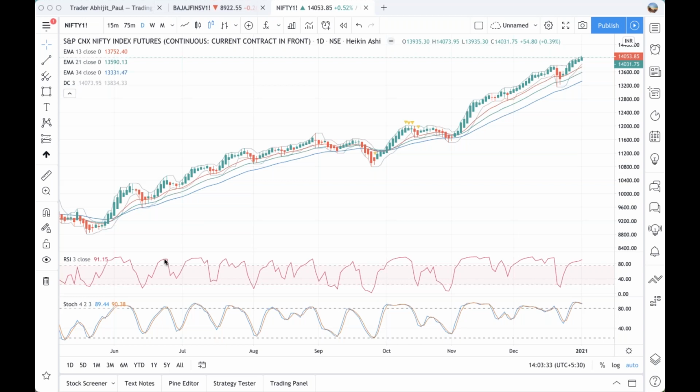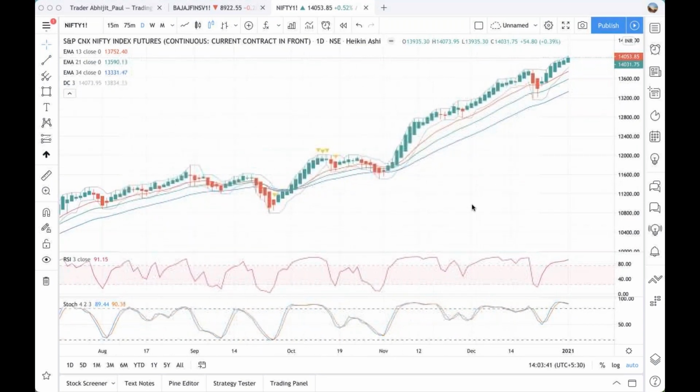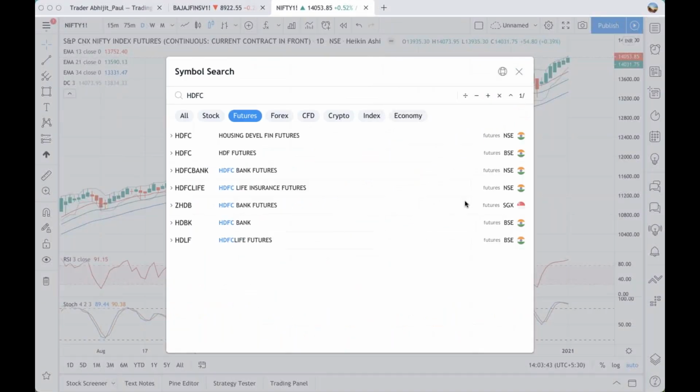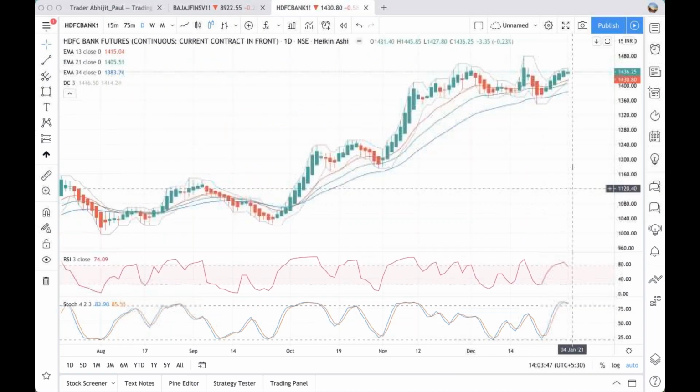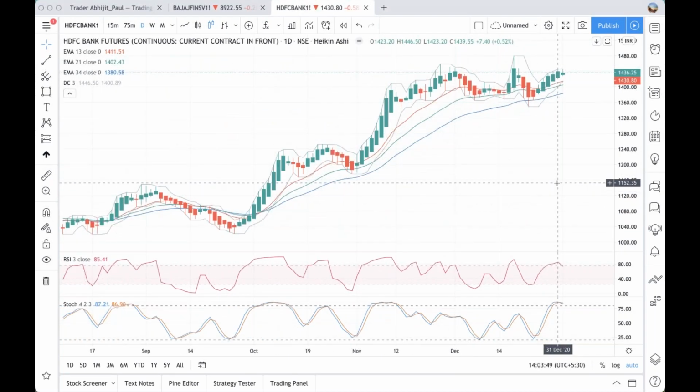Next. Is the HDFC Bank futures case, what strategy to follow? We need to understand one thing, Samir and everyone, that every price point of every candle need not be a strategy. For example, the HDFC futures example that we found here, there need not be a trade at this point.